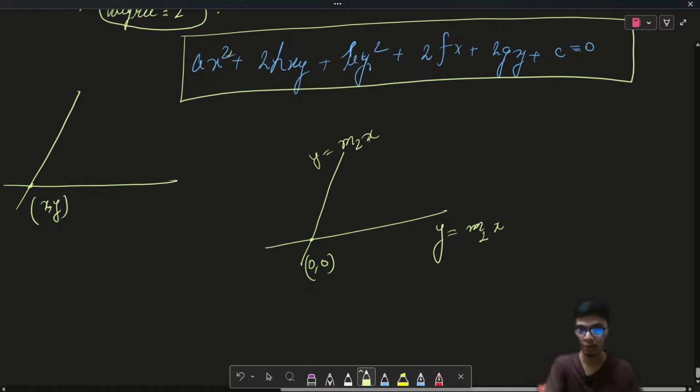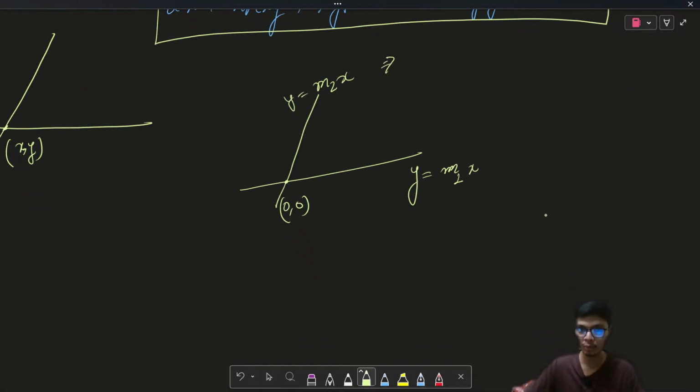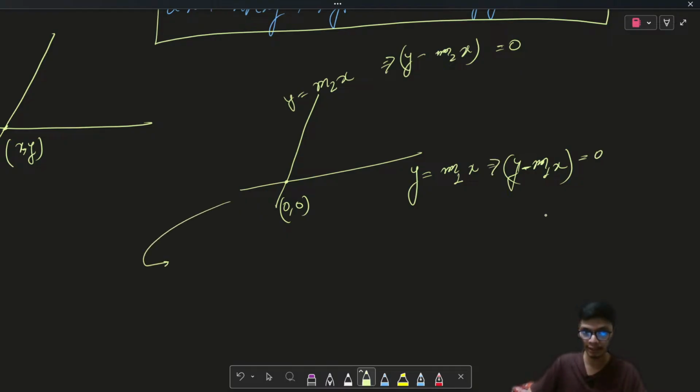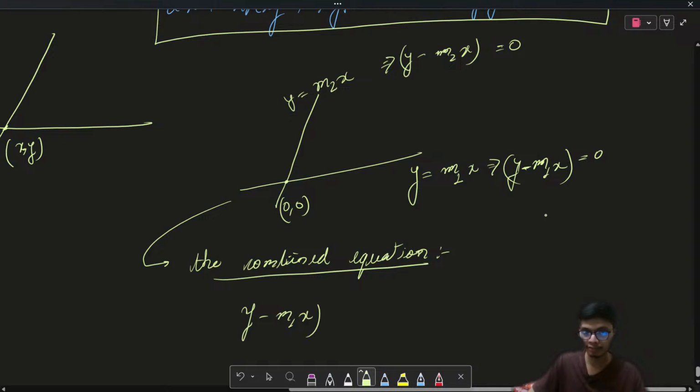In a similar manner, please note that we have to make the right hand side 0, right? So I can write this expression as y minus m2x equal to 0, and similarly y minus m1x will be equal to 0, right? So this I will obtain, and therefore from here the combined equation of this pair of straight lines will become y minus m1 times x multiplied with y minus m2 times x, and that should be equal to 0.